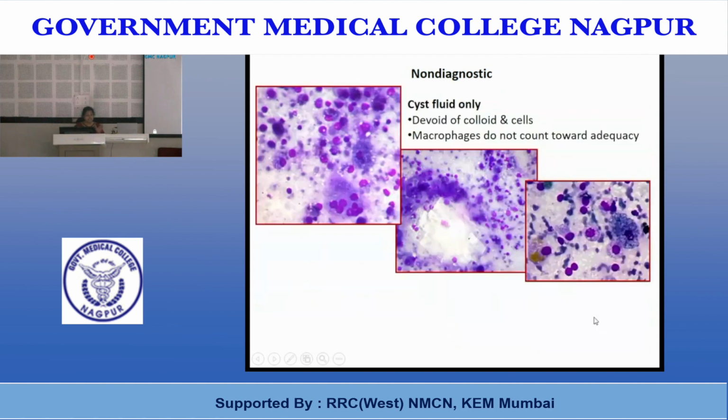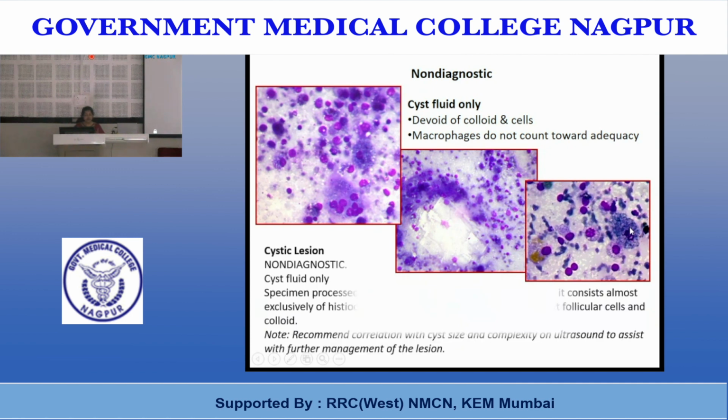Now, sometimes the sample may be only cyst fluid which is aspirated. Here you can see granular debris, plenty of dispersed macrophages. It could be mononucleated, multinucleated. Here you have cholesterol crystals, hemosiderin-laden macrophages, but it is totally devoid of colloid and cells. And remember, macrophages do not count towards adequacy. So you give it as non-diagnostic, describe it, and always recommend correlation with the cyst size and complexity.